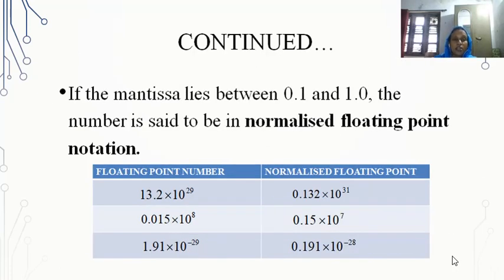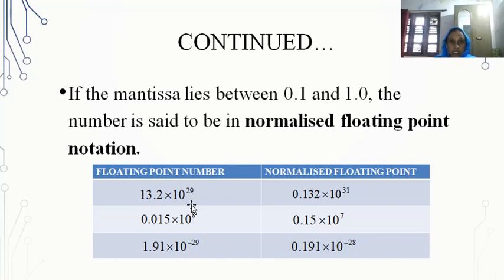Now, if the mantissa lies between 0.1 and 1, the number is said to be in normalized floating point notation. So, listen how we can normalize a floating point representation. If the mantissa lies between 0.1 and 1, the representation is called normalized floating point notation or representation.